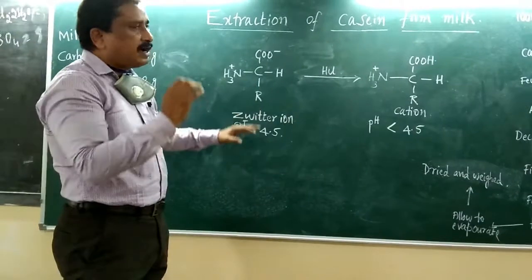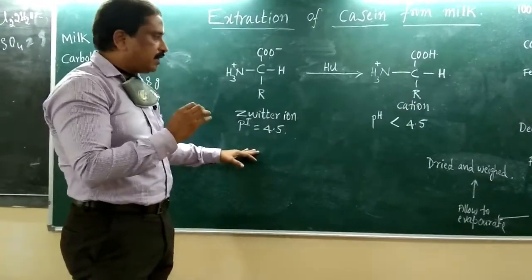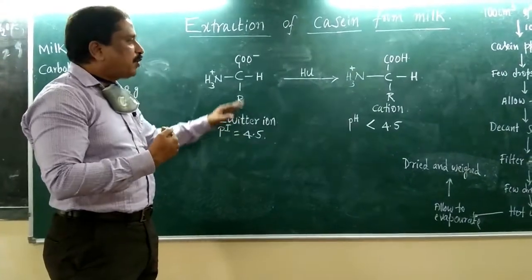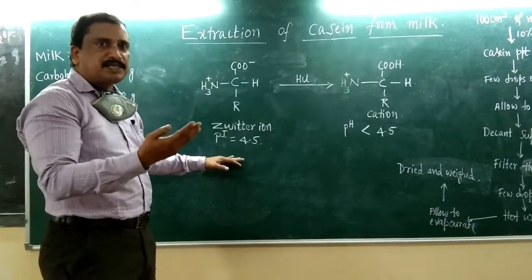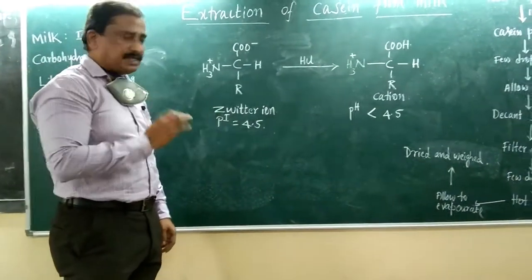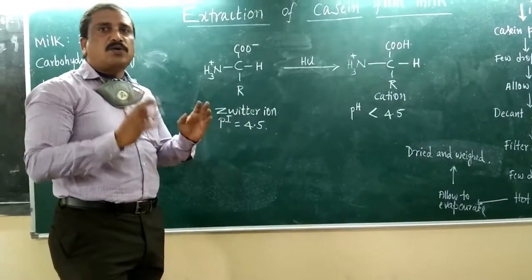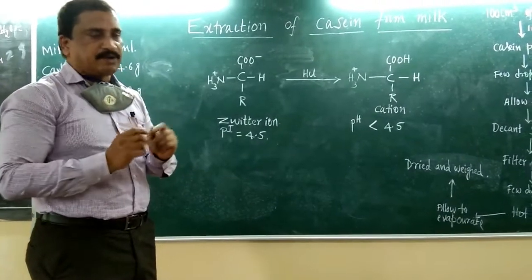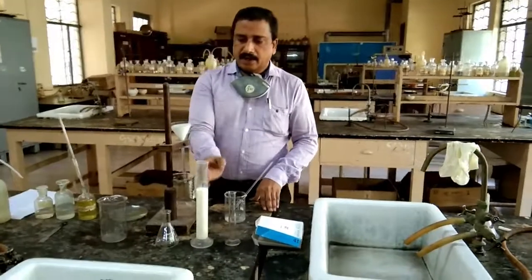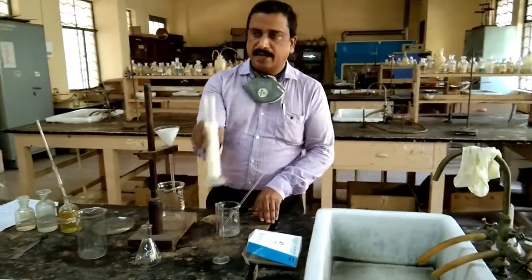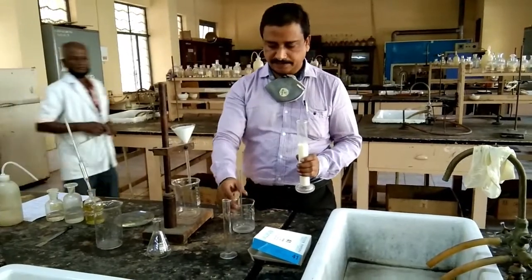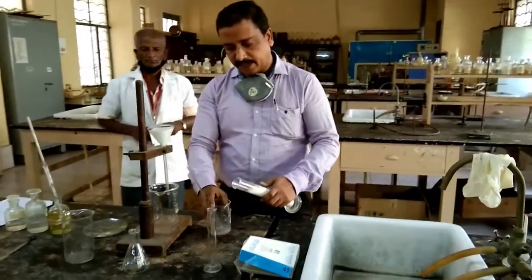The principle we are involving here is that we are adding HCl or acid, so that we are lowering the pH. At lower pH, protein precipitates. The same principle is applied here to extract the casein from milk. This is the principle. Next, let us see how we can extract the casein from the milk. For today's experiment, I am taking about 100 ml of cow milk in the beaker.